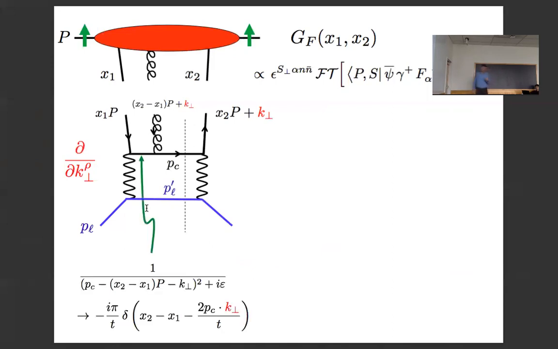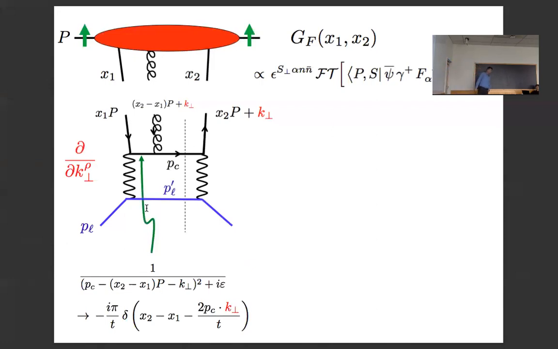Now, the way this goes and the way these contributions come in single inclusive scattering is as follows. For example, here you attach that gluon to this fragmenting quark line, right? And this piece here is a propagator, and that propagator generates your phase. It will give you a delta function. So you will get a delta function that connects the two momentum fractions, x1 and x2, and a piece in k-perp.